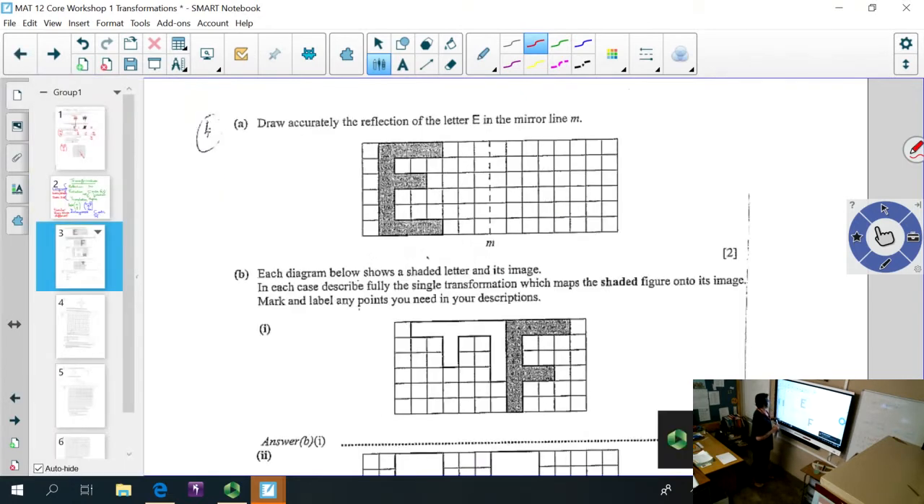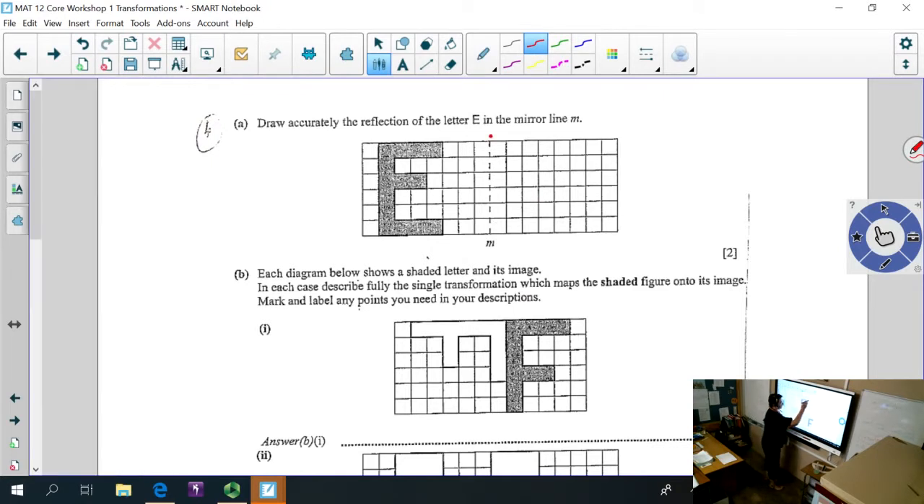Right, the next page. Draw accurately the reflection of the letter E in the mirror line M. So there we have it exactly. Here is my mirror line right in the middle. Once you've got the first point, it's usually very easy to continue there. I can't start here. This one is 3 blocks to the left. So I go 1, 2, 3. So I'm going to start there.